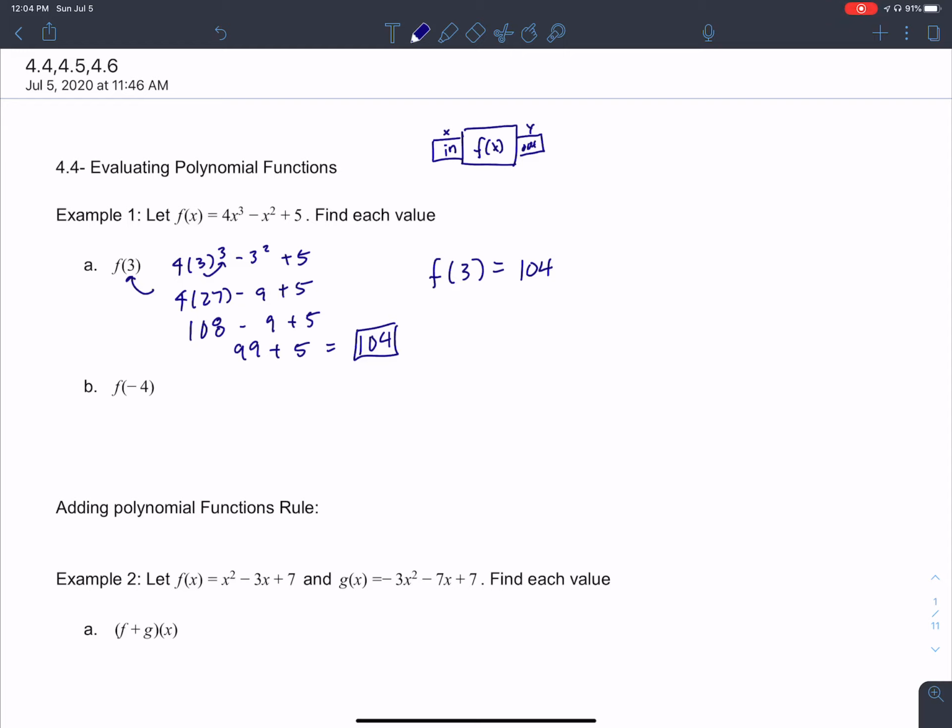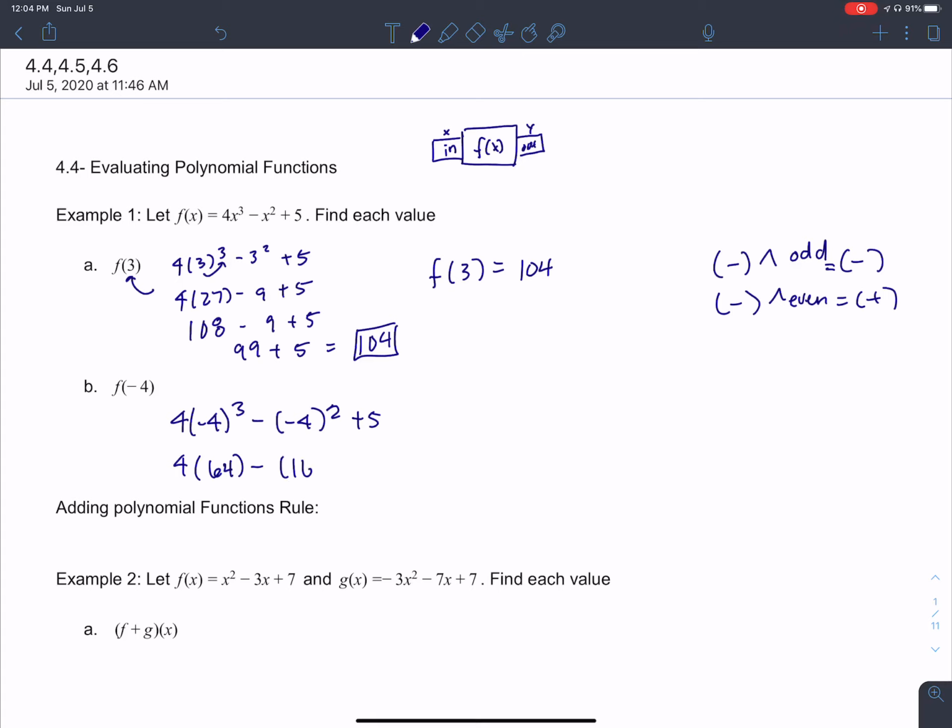All right, so f of negative 4. So 4 times negative 4 cubed minus negative 4 squared plus 5. This is a good thing to talk about. When I take a negative to an odd power, remember it's going to come out negative. But when I take a negative and raise it to an even power, it's going to come out positive. So negative 4 cubed is going to be negative 64, and minus negative 4 squared is going to be positive 16. So that's something that you should remember.